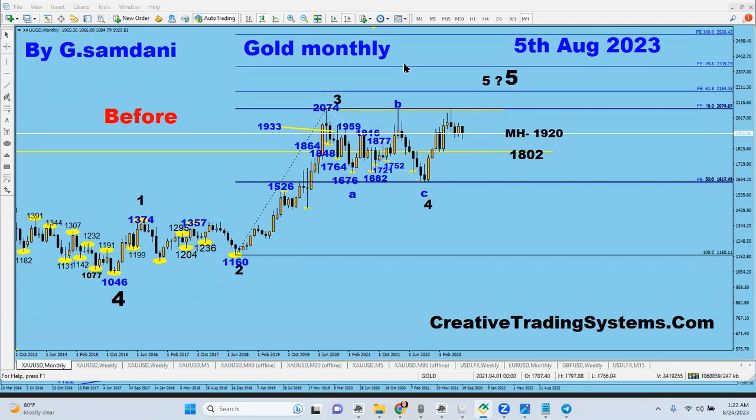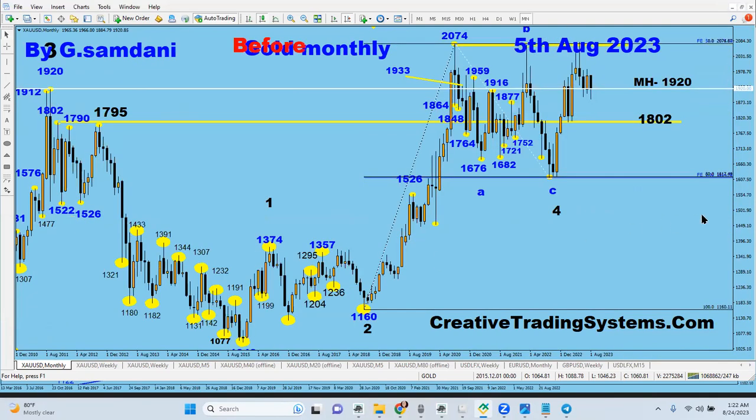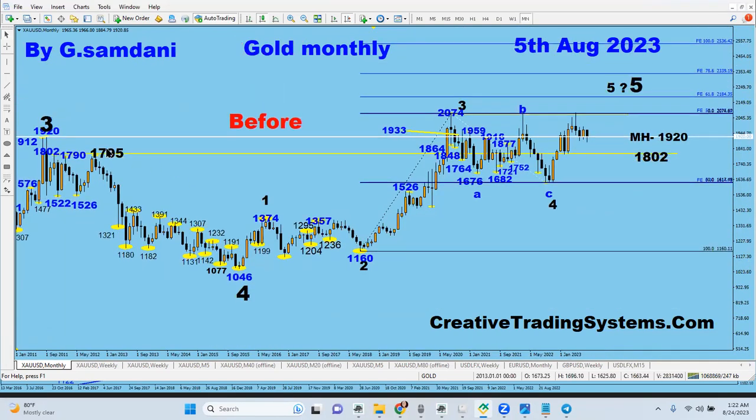So this is the monthly chart I made, and according to the Elliott wave, this was the end of wave 4, big wave 4, right? And wave 3, wave 4, and then wave 5 was underway, is still underway, and it will probably finish somewhere here.